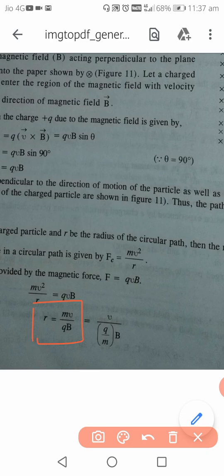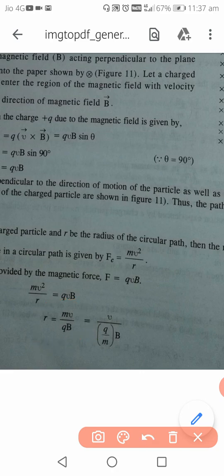This is one formula. We can write it in this way also, because in some questions the q by m ratio, the charge by mass ratio, may be given. If it is given, we can directly substitute the value here. Or else you can use this one also, not a problem.